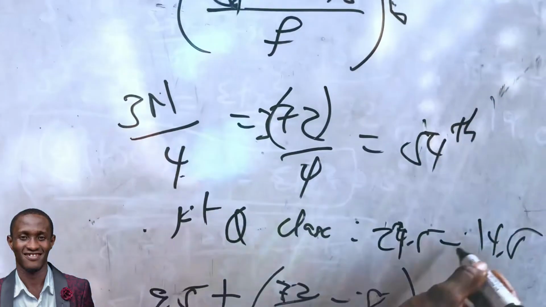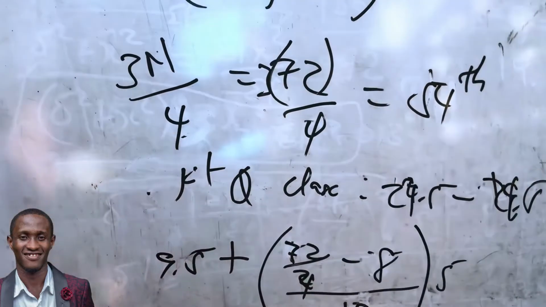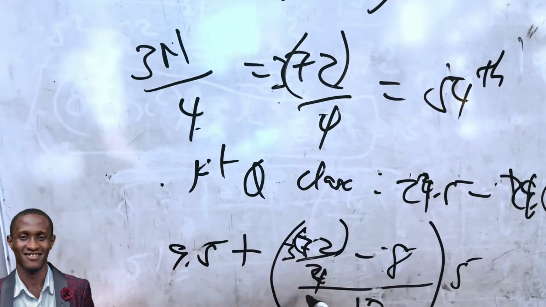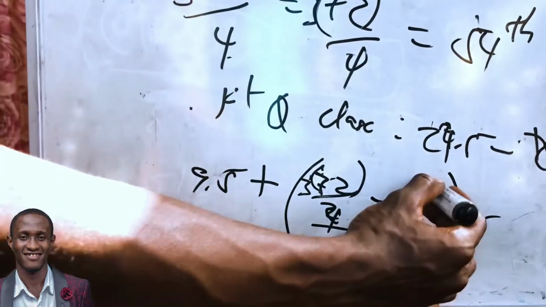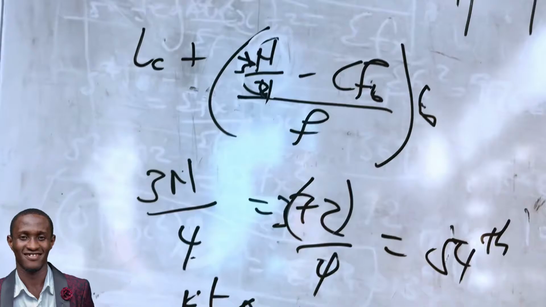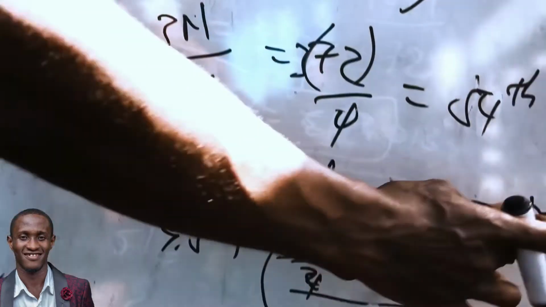So the 24.5 to 29.5. So we have 3 times 72 over 4, this. And then what is the cumulative frequency before that? That is 52. What is the frequency of that class? It's 20. So 20. And what is the lowest?